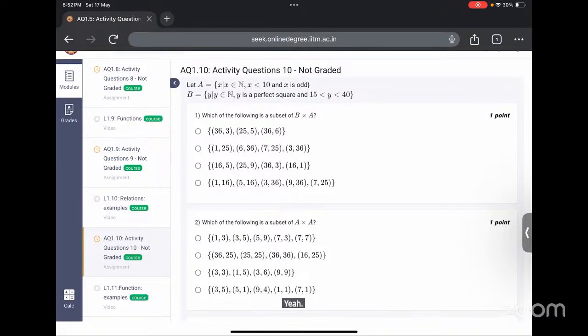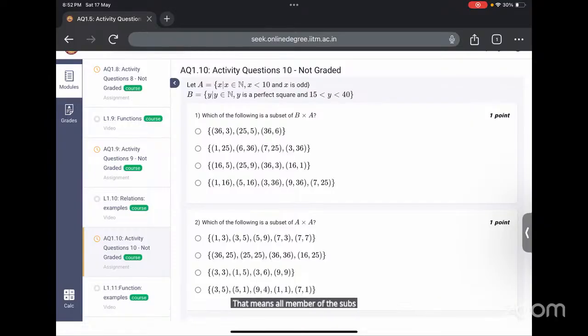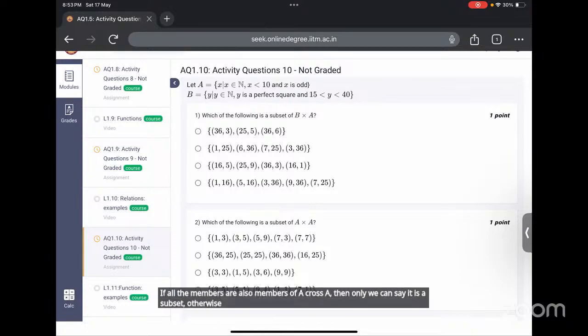Anything else? There is not all members, some members are there, right? Yeah, some elements are there. But if you want this to be a subset of that set, that means all members of that set should be a member of the mother set. That means all members of the subset should be members of A cross A. Okay. Subset means sub collection, right? If all the members are also members of A cross A, then only we can say it is a subset, otherwise not. Okay.